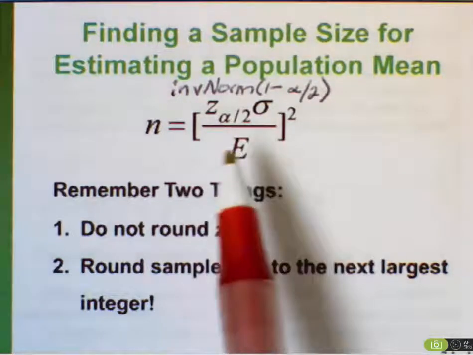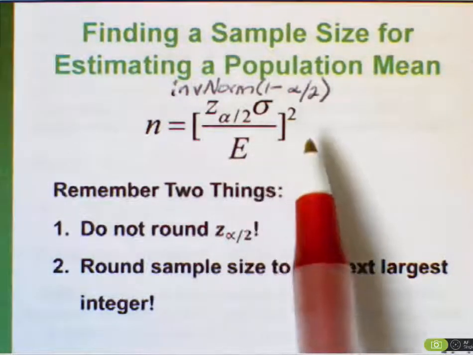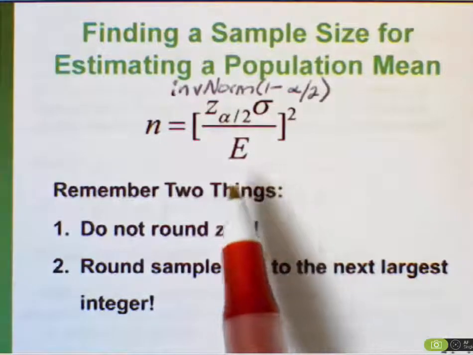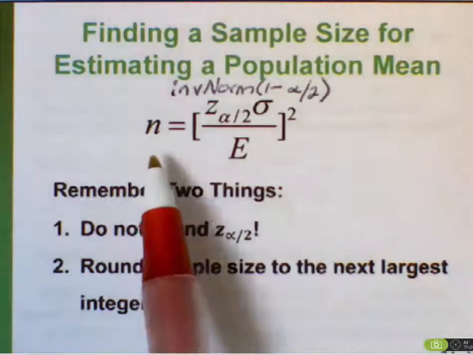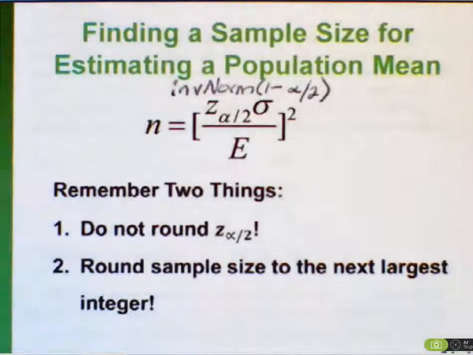Even if this formula gave you, for example, 80.01, if you only interview 80 people, then you won't have the desired confidence level. You always have to round up. So even if you just had 80.01, you would still round that sample size up to 81.